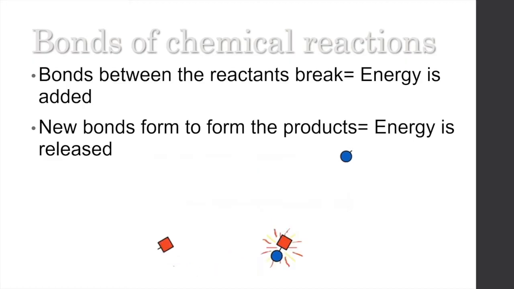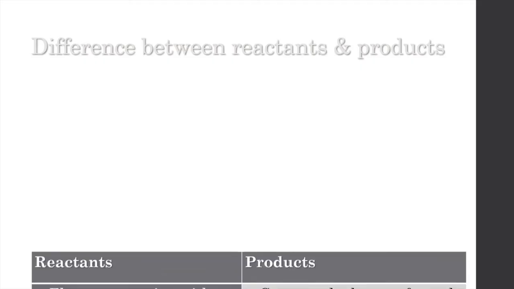That shows us that energy is added. We needed to pull or move those atoms apart so they could rearrange to form new bonds, which will form the new product. That means that energy is released. So the rearranging of the bonds of the reactants will give us the product. So let's have a look at the difference between reactants and products.